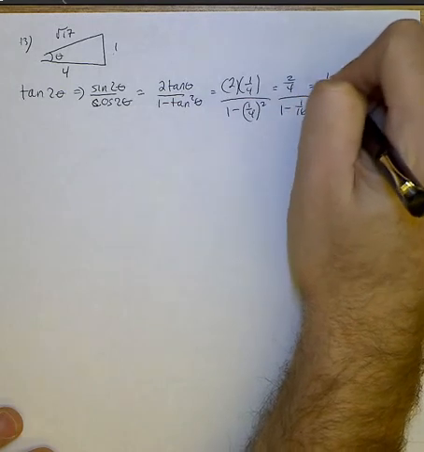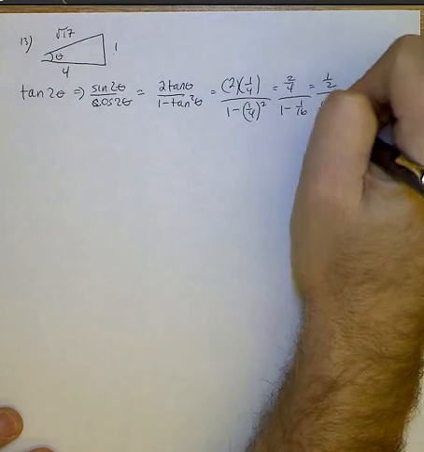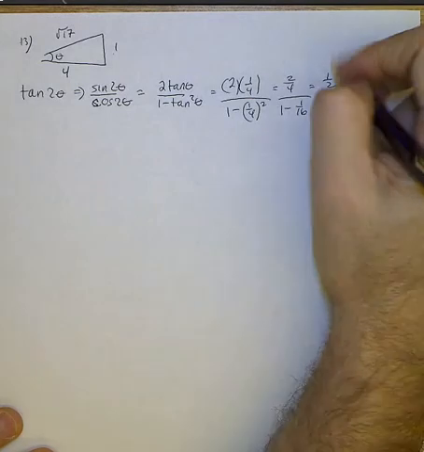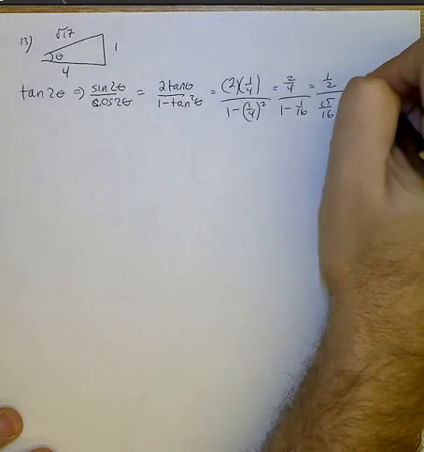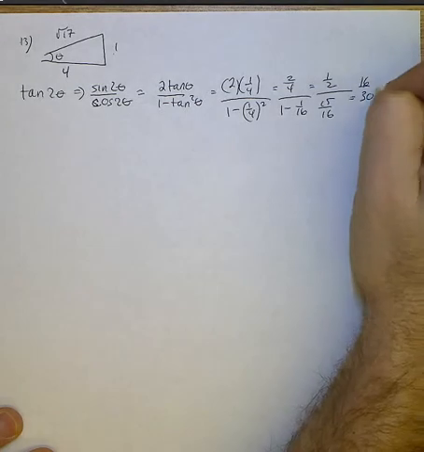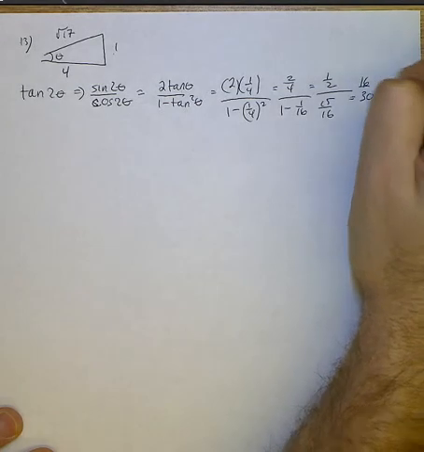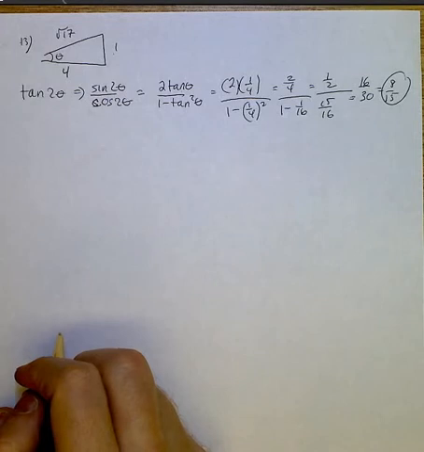So that's a half divided by 15 over 16. And that equals 16 over 30, which equals 8 over 15. And that's your answer for number 13. So that's how we use the double angle formula for tangent.